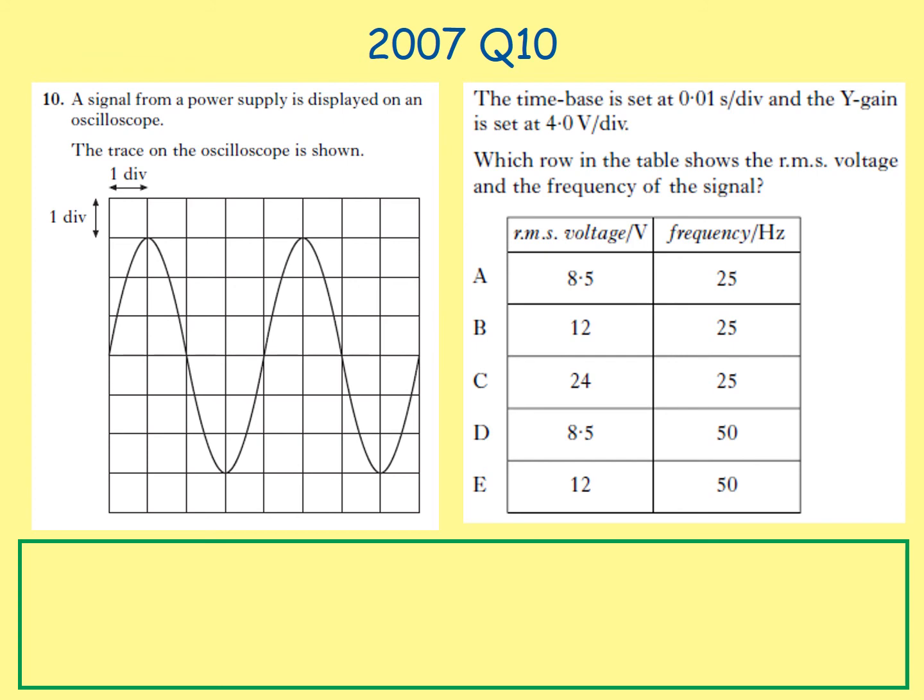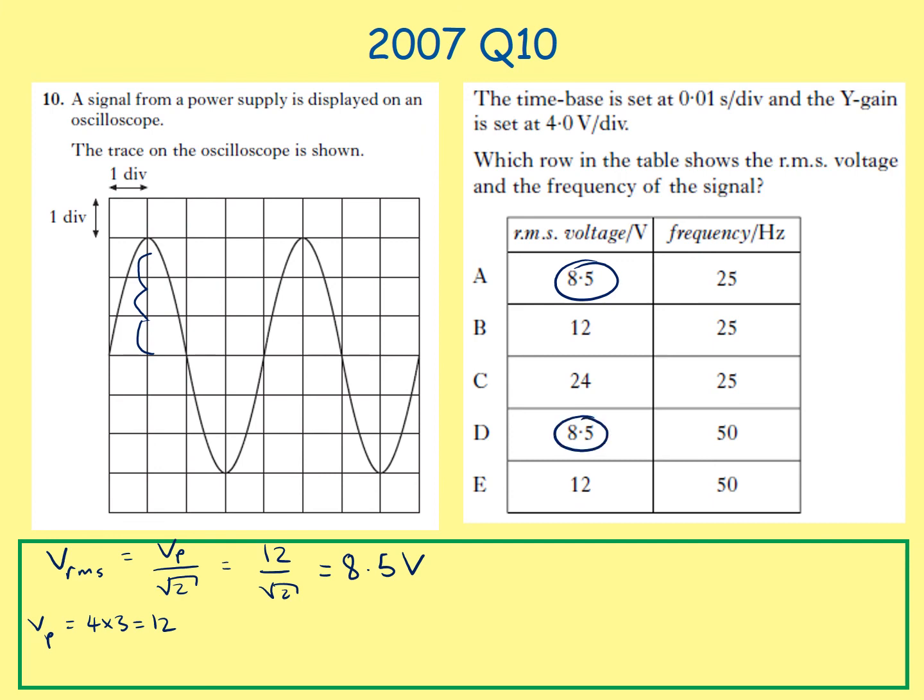Let's calculate our RMS voltage first. We know the equation to use is V RMS equals Vp over root 2. We know our peak voltage, we can work it out from the graph. We have 3 divisions to get from the center up to our peak, and it's 4 volts per division. So we know our peak voltage is 4 times 3, which equals 12. Putting this into our equation, we've got 12 over root 2, which is equal to 8.5 volts. So on the table there, we can see that both A and D have 8.5 volts.